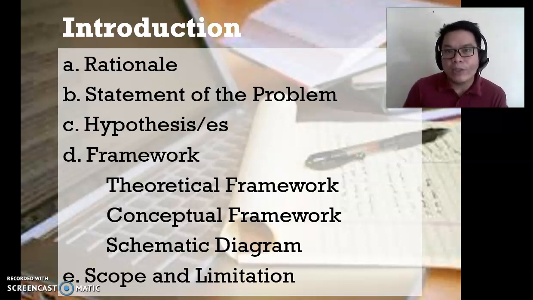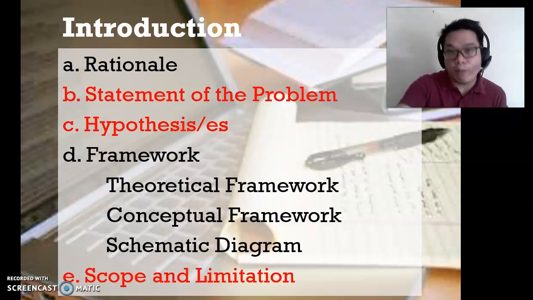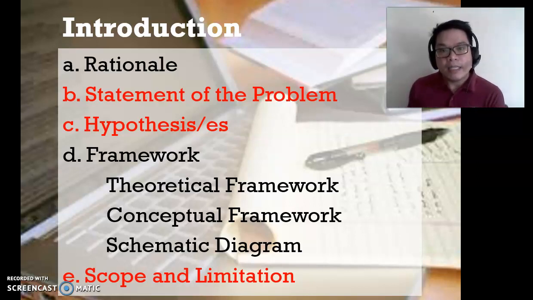So we need to start first with the statement of the problem, and then we will move on with the hypothesis. After the hypothesis, I will discuss the scope and limitation. After that will be the second part, which will be the review of related literature. And when we do review of related literature, we build up our rationale and our framework. So this is how I'm going to divide my discussion for this afternoon.